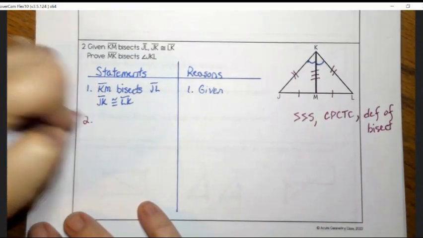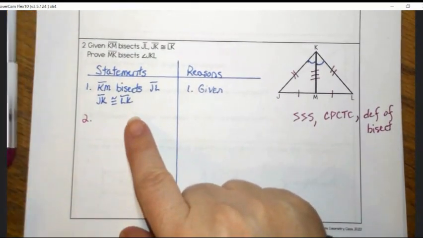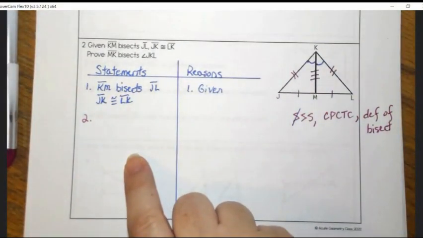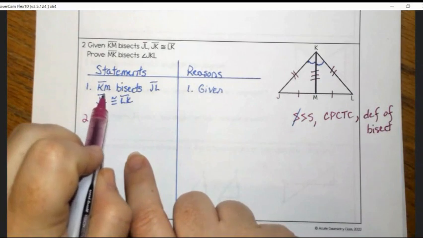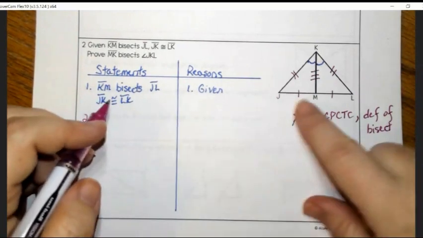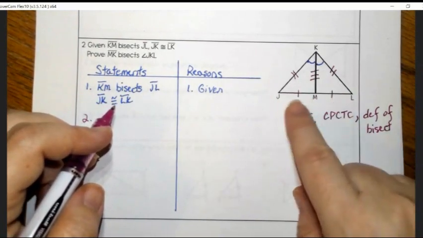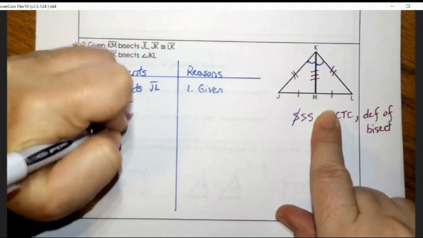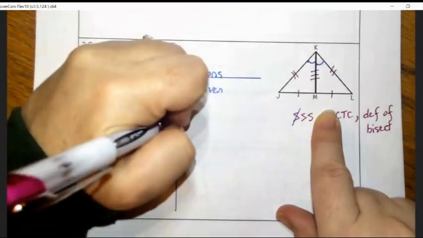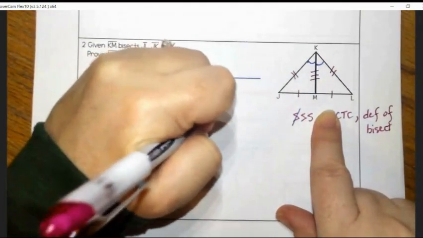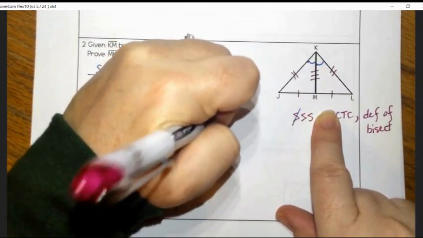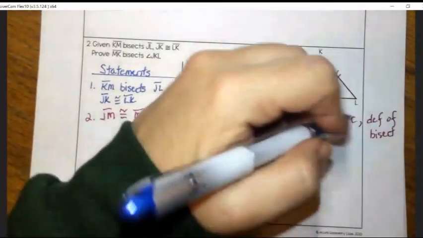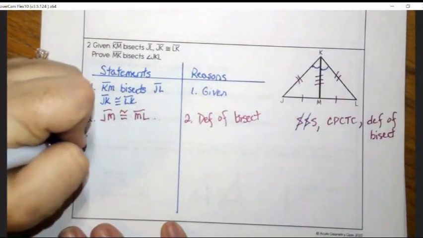Okay, so for step 2, let's see here. In the given information, we got that one set of sides was congruent, so I can cross off one of my S's. The next set, let's see here, KM bisects JL. KM bisects, that's how I got these 2 sides. So that's JM is congruent to ML. And there was a word in the given. This is the definition of the word. So this is definition of bisect. And once you get that done, you can cross off another S.